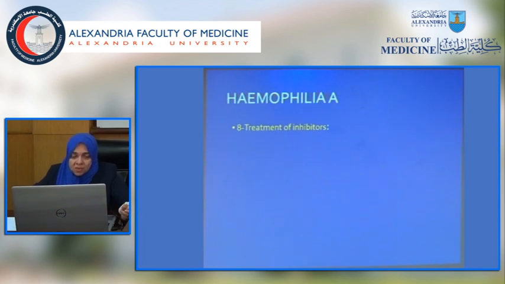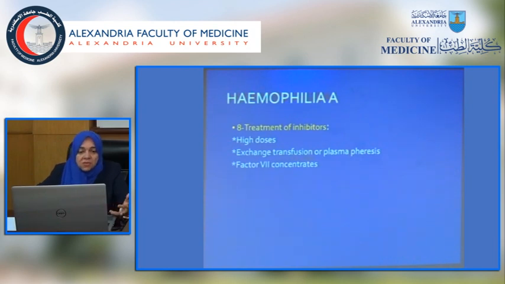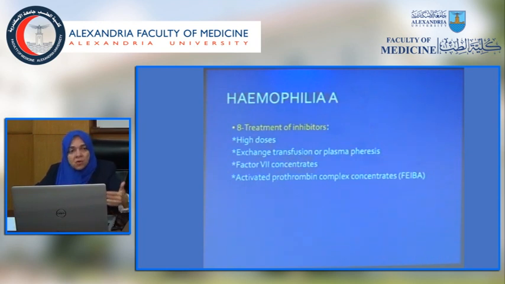And treatment of inhibitors is an important part. How will we treat inhibitors? We will treat inhibitors by giving very high doses of factor VIII, or by exchange transfusion or plasmapheresis to remove this unnecessary immunoglobulin G, by giving factor VII concentrates, and here we are bypassing the intrinsic pathway and bypassing the stimulation of the coagulation system through factor VIII, stimulating the coagulation mechanism through the extrinsic pathway, or by giving activated prothrombin complex concentrates, which are called FEIBA, also to bypass the stimulation of the intrinsic pathway.